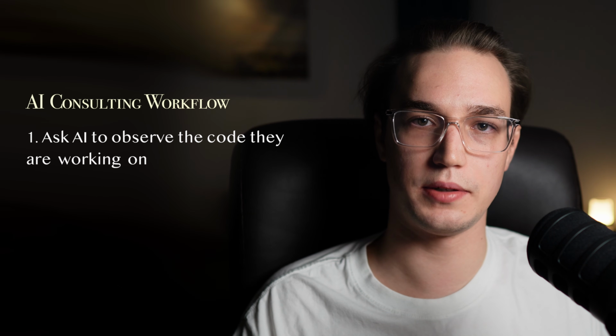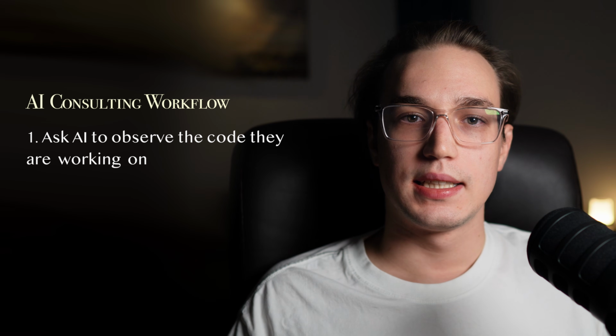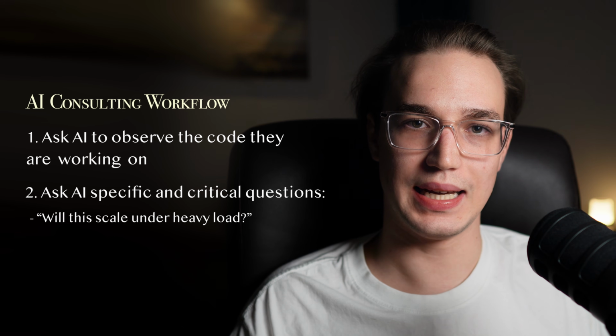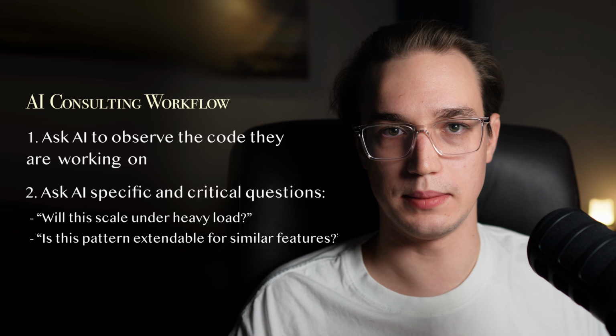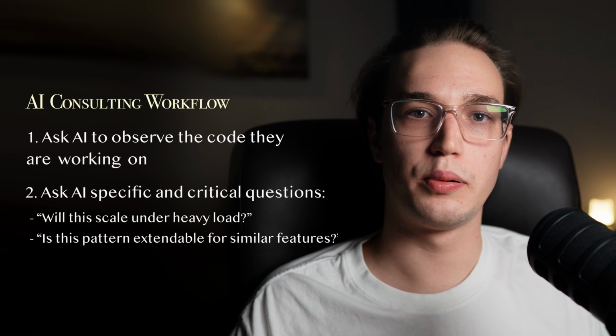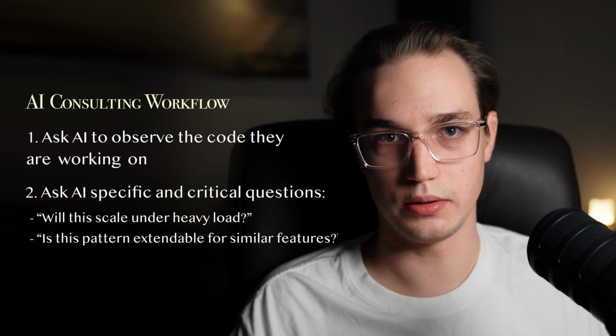Because if you provide a detailed and clear plan that solves the problem in a clean way, implementing it is no longer a bottleneck. So here is how senior engineers use AI to validate their decisions. First, ask AI to observe the code they are working on. Next, ask AI specific and critical questions like, will this scale under heavy load, and is this pattern extendable for similar features? They don't just accept AI's answer, they make it prove its claims and show how anything could go wrong. Using AI this way helps avoid bad decisions that might cause problems later.